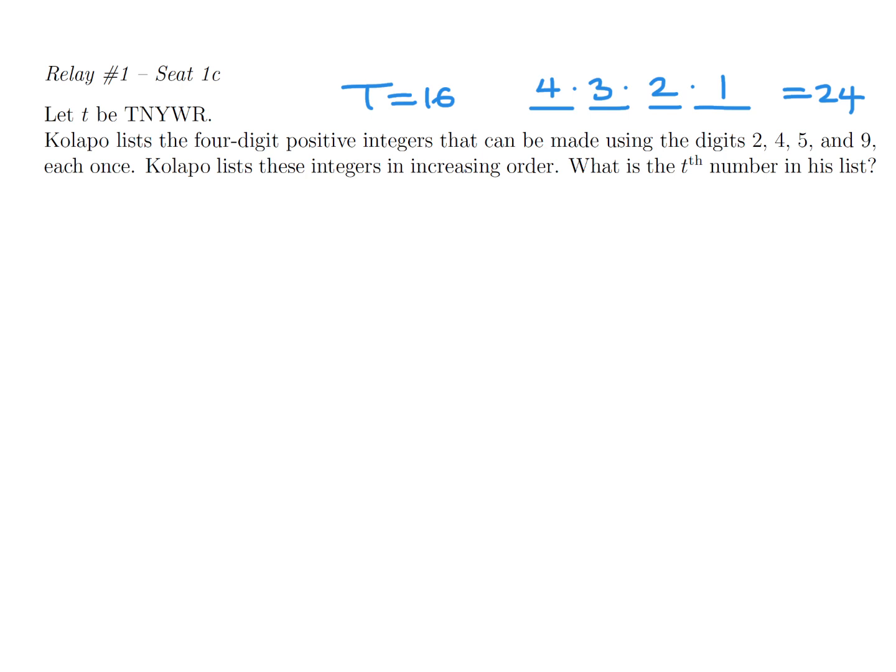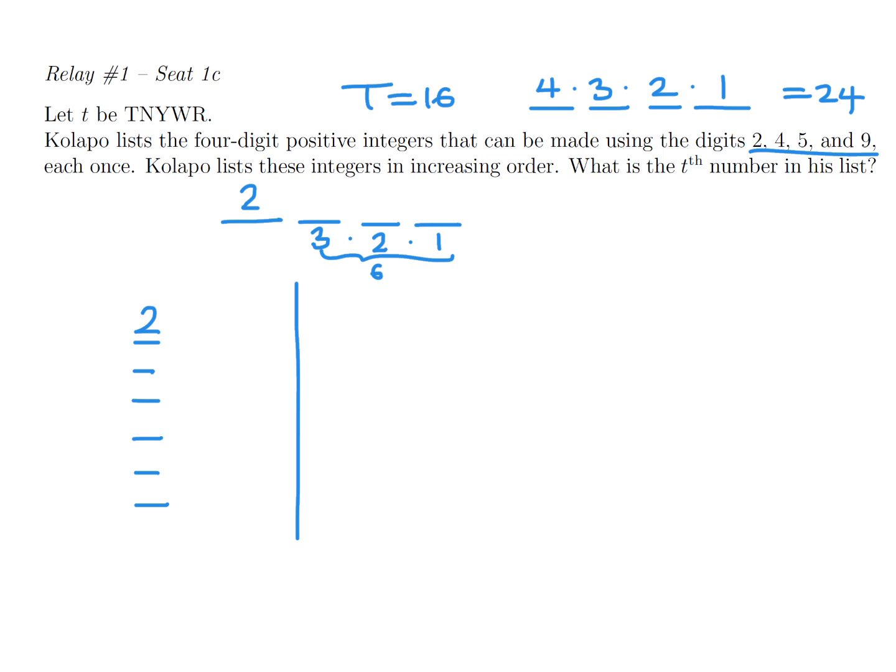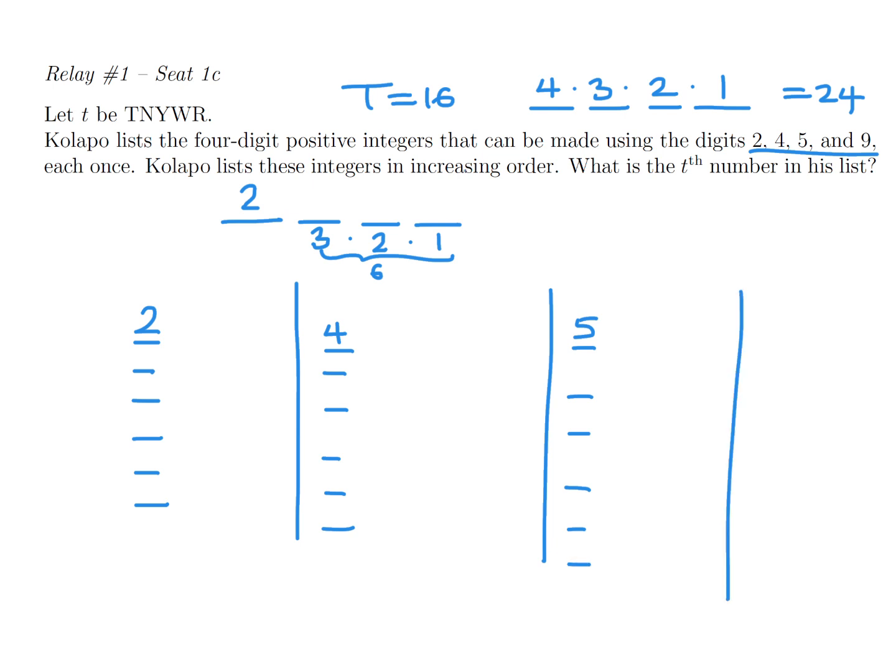So, for each initial number, let me think about this. Let's say the initial number is 2, we have 3 choices for the second, 2 choices for the third, and 1. So there'd be 6. So if we start with 2, we're going to have 6 possible numbers, 1, 2, 3, 4, 5, 6. If we start with 4, we're going to have 1, 2, 3, 4, 5, 6, and so on. If we start with 5, we'll have 6. And then similarly, if we start with 9, we'll have 6 possible numbers.